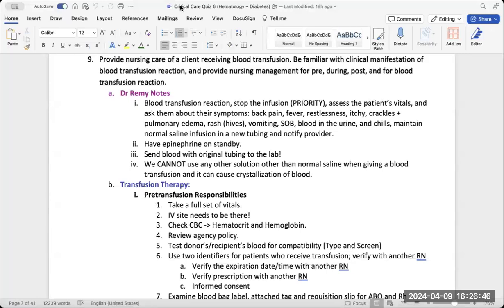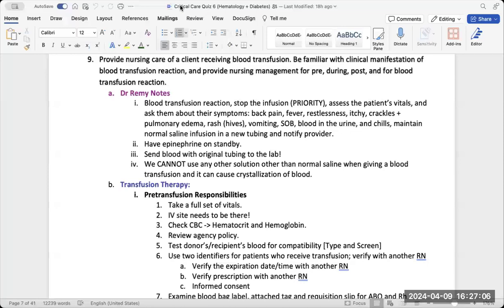Then we're going to assess our patient, because our patient is our priority. We stop the infusion, and assess them through getting vitals and asking them about their symptoms. Like, are they having back pain, fever, restlessness? Are they feeling itchy? Are they having crackles and pulmonary edema? They're not going to tell us that, but we are going to assess that.